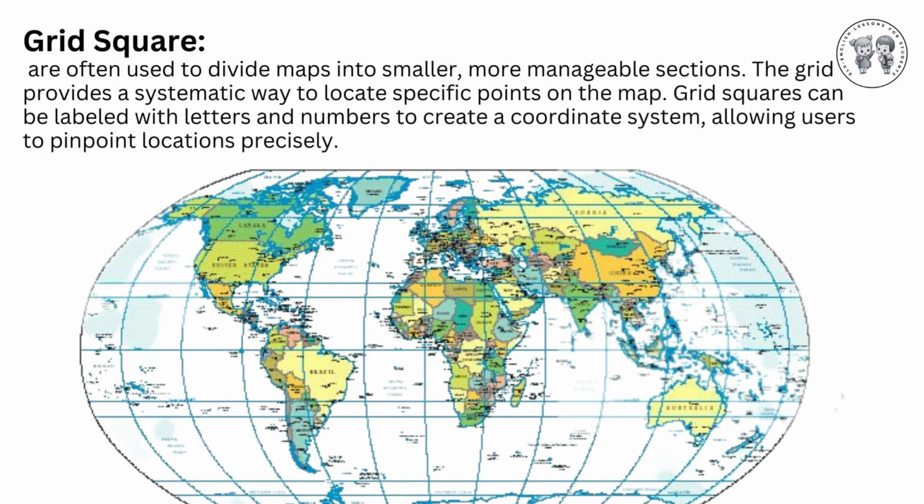Grid squares are often used to divide maps into smaller, more manageable sections. The grid provides a systematic way to locate specific points on the map. Grid squares can be labeled with letters and numbers to create a coordinate system, allowing users to pinpoint locations precisely.